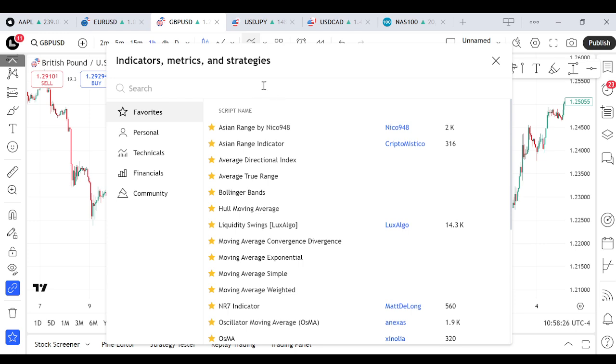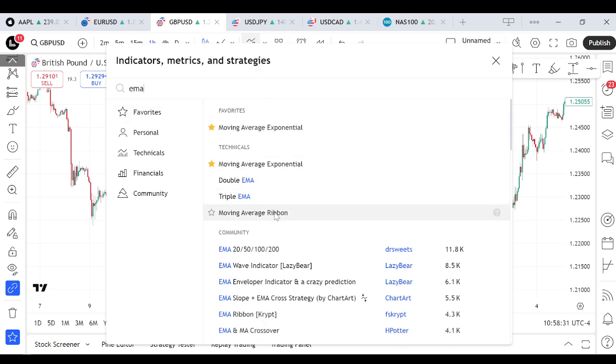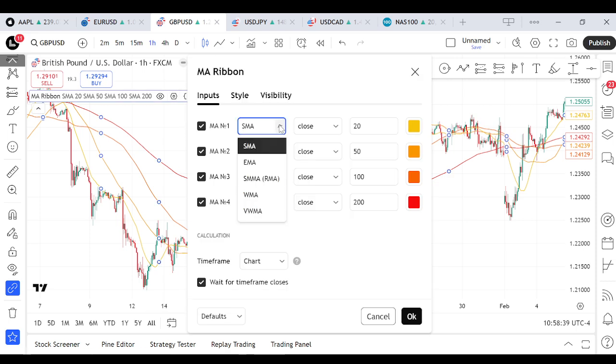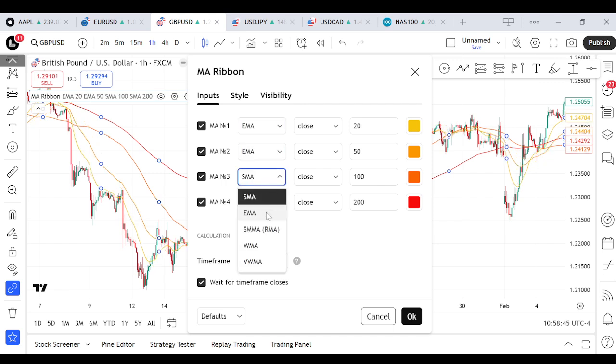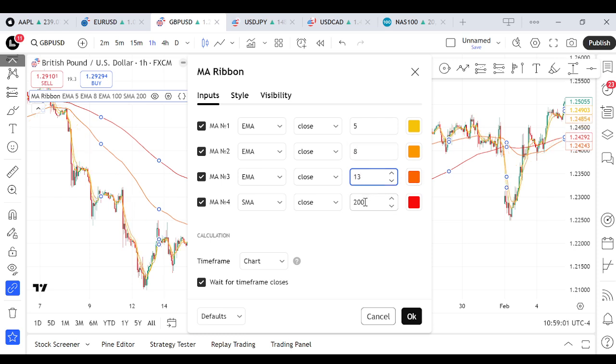I like to add multiple EMAs, so I'm just going to use the moving average ribbon. This is because I'll be adding multiple EMAs to the chart, so changing them to EMA. This is the TradingView platform and we're on the 1 hour on GBP USD. Alright, so according to Fibonacci numbers, the first one is 5, the next is 8, the next is 13, and the last one is 21.